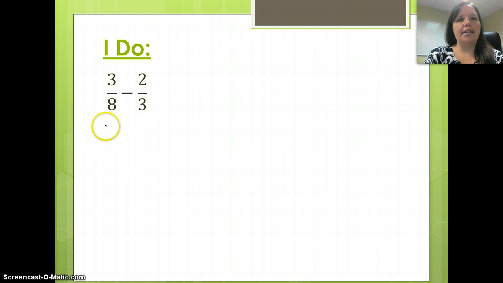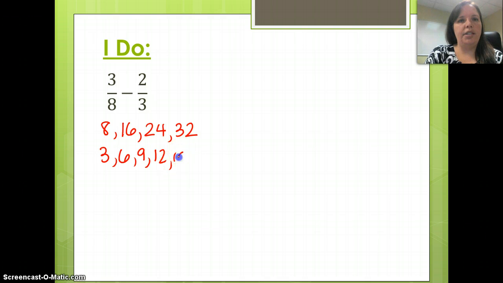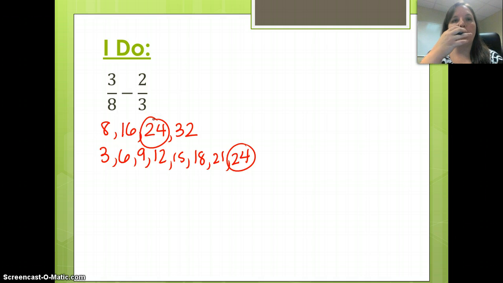What's my least common denominator here? Well, if I list out my multiples: 8, 16, 24, 32; 3, 6, 9, 12, 15, 18, 21, 24. Finally, found a common multiple. You don't have to list these out. I'm just showing you in case you've kind of forgotten. But if so, I need to turn both of these into 24.